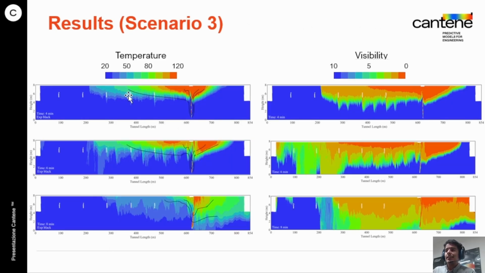Here in the slices, we can see that the situation is similar to the one appreciated in the second scenario. Still, at 8 minutes, we can see that the slice has higher temperatures, and that the visibility drops closer to the north portal.